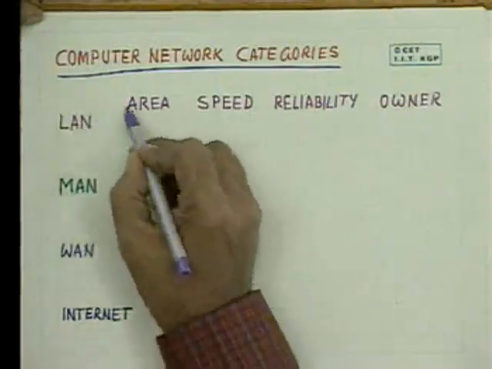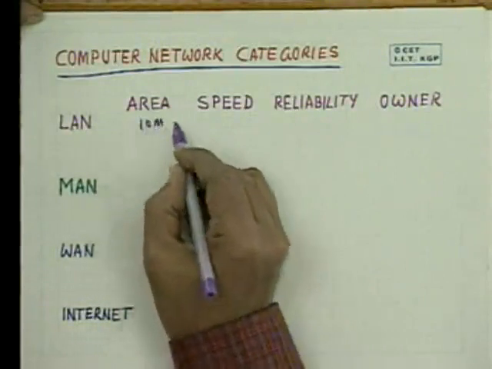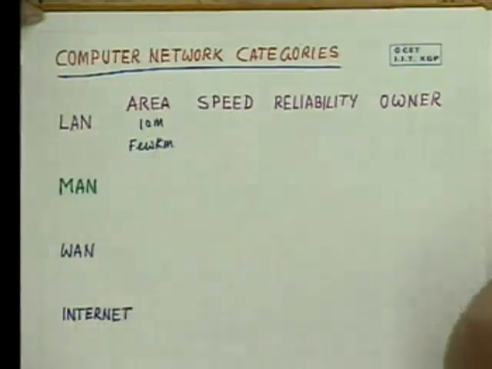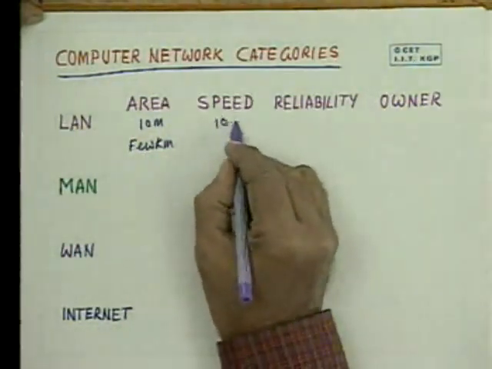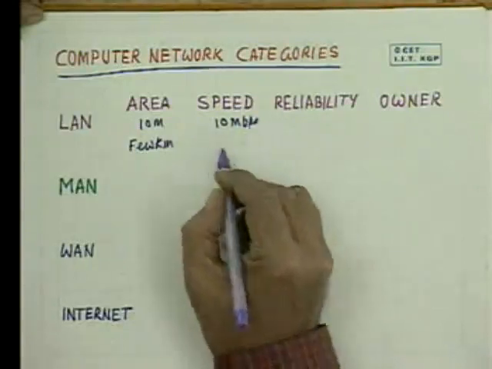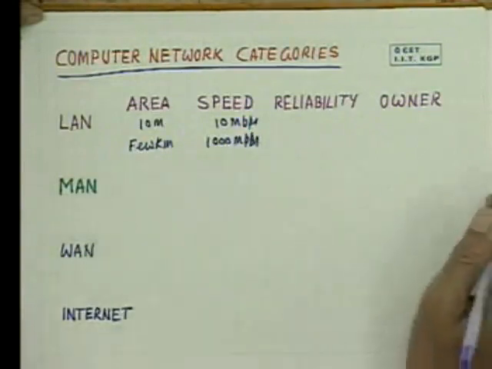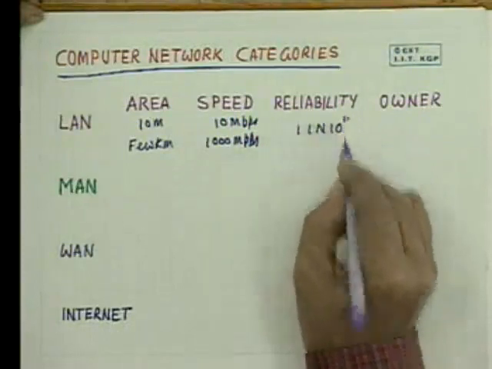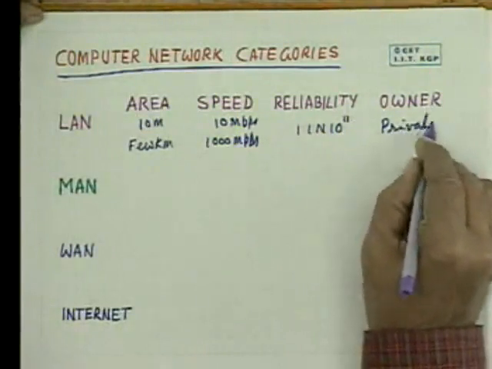Local area network, it is limited over a small geographical area, maybe from say 10 meter within a room to maybe few kilometer, say 5 to 6 kilometer. Speed varies from nowadays 10 megabits per second to maybe thousands of megabits per second. And the local area networks are highly reliable, maybe 1 in 10 to the power 11. And these are usually privately owned. All the local area networks are privately owned.